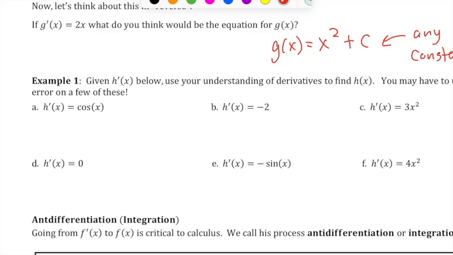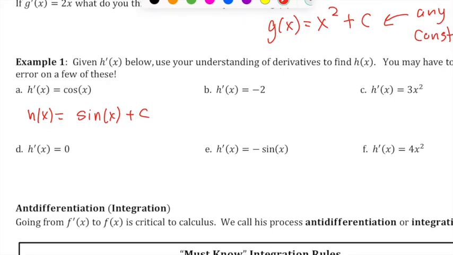If you remember that the derivative of sine was cosine, so h of x would equal sine of x plus any constant. Part B, if I know my derivative is negative 2, that means my original function must have been negative 2x. And again, we're going to keep adding this plus c, because the derivative of 2x is just 2, and the derivative of a constant is 0.